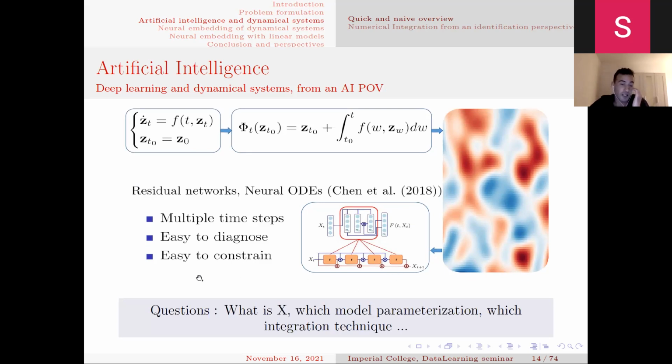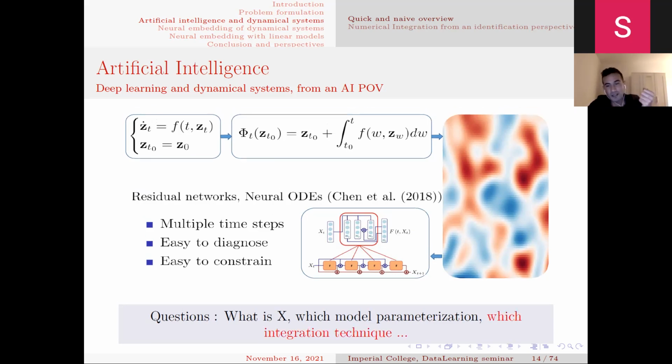Now, this formulation actually raises lots of questions regarding, for example, the space in which this model should be defined, the parameterization of the model, and the integration scheme. And in the first part of this talk, I will mainly focus on the integration techniques, or which integration techniques to use in the context of identification.